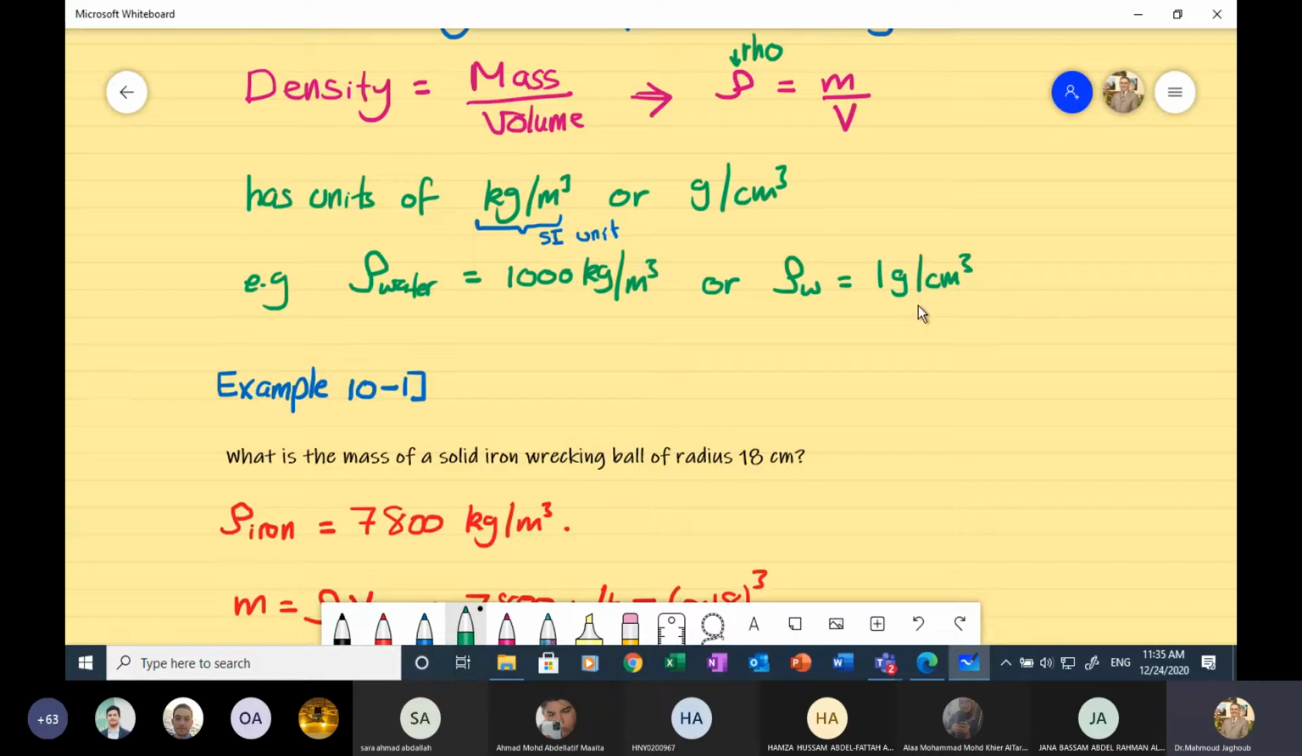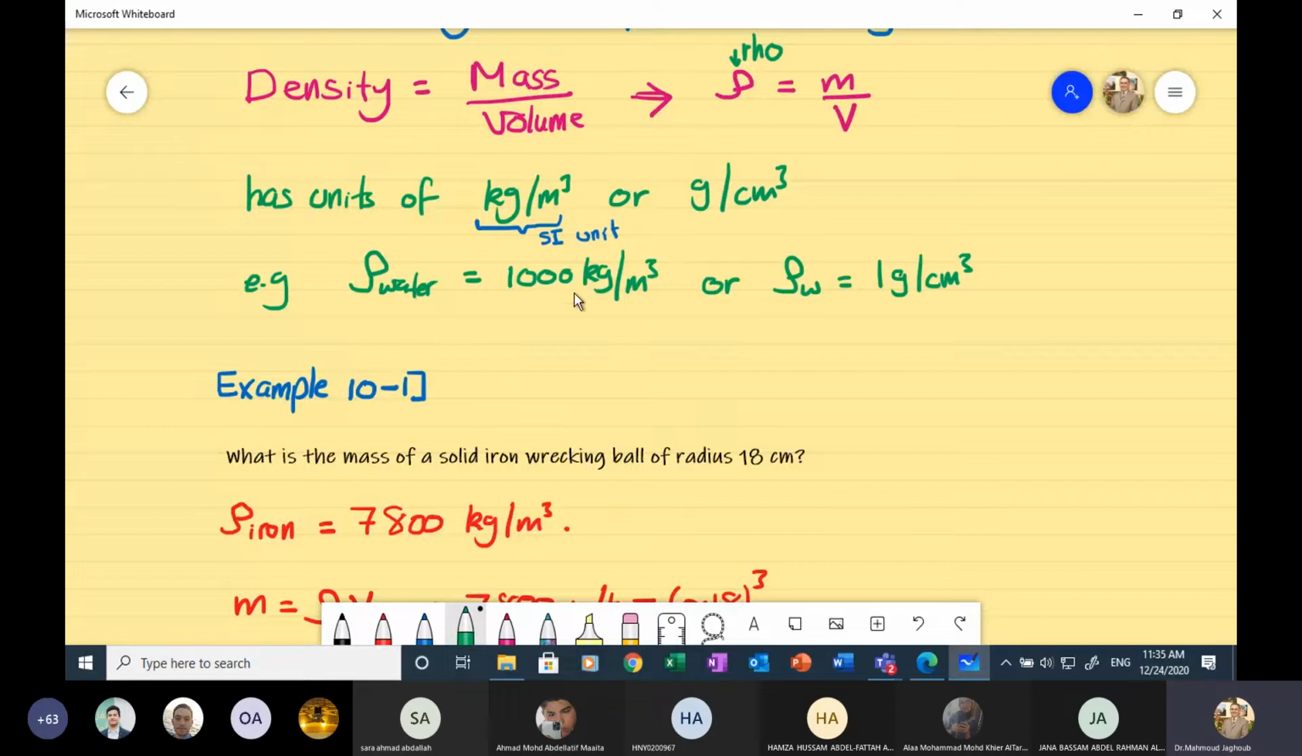So let me ask you this question. If I give you 10 centimeters cubed of water, a volume of water which is 10 centimeters cubed, what mass did I give you? 10 grams. 10 grams, Ahsan. Yes, 10 grams. Okay. So each centimeter cubed of water has a mass of 1 gram.